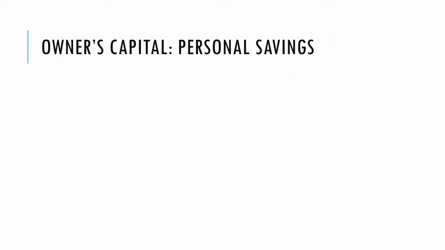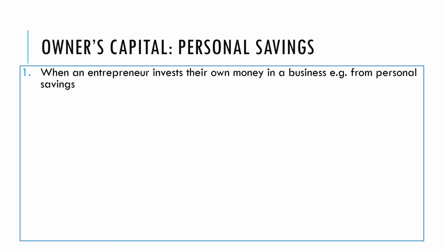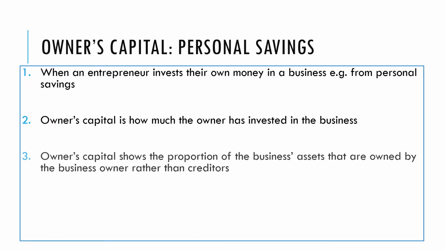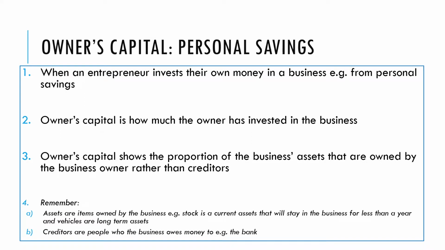The first one is owner's capital, or personal sources. And that's when an entrepreneur invests their own money in a business. And owner's capital is how much the owner has invested in the business. So owner's capital shows us the proportion of what the business owns, the assets, that are owned by the business owner rather than paid for by an external source. And remembering here that assets are items owned by the business and creditors are people who have lent the business money.